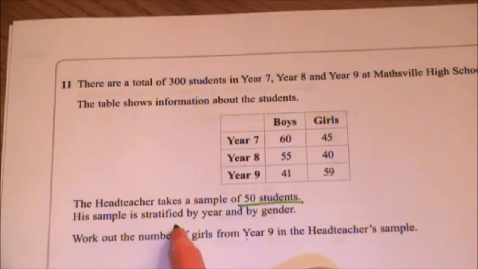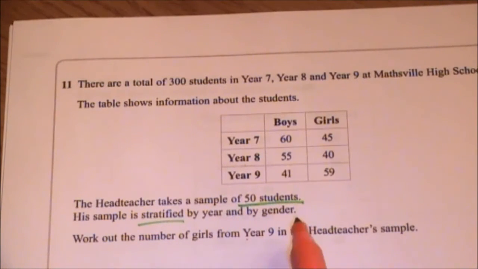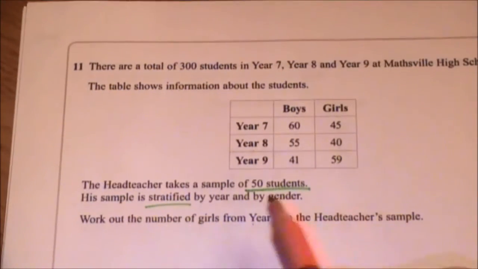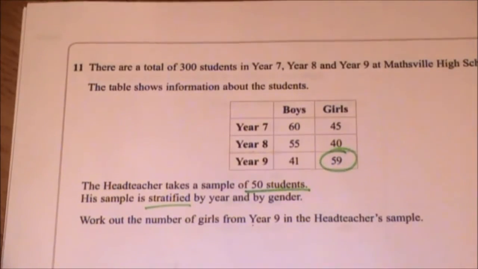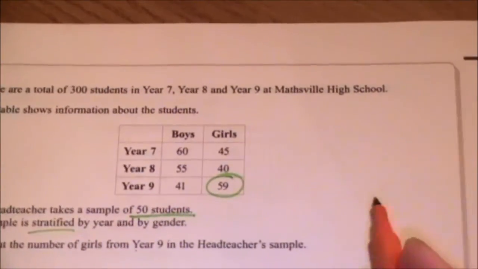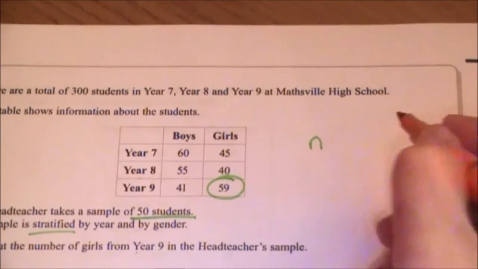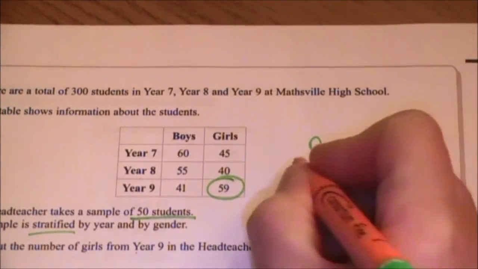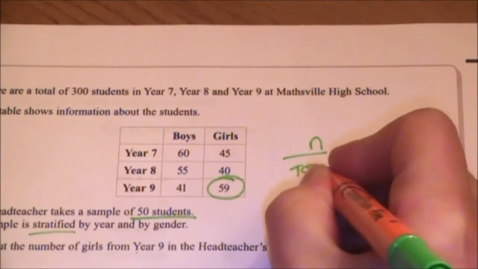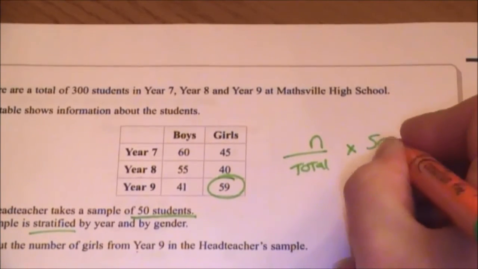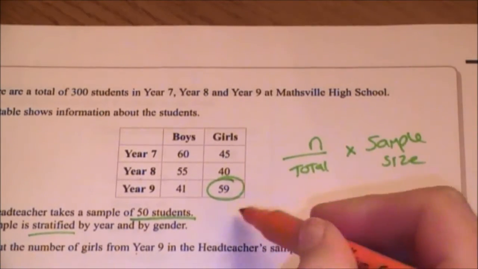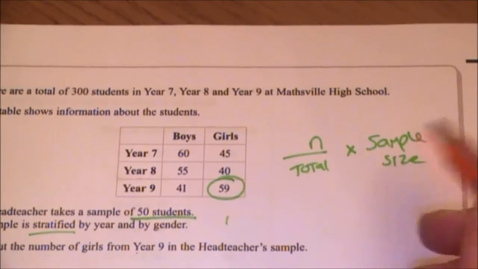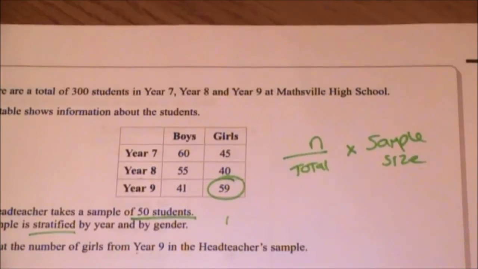His sample is stratified by year and by gender. Work out the number of girls from year 9 in the head teacher's sample. So year 9, girls. Now for a stratified sample, the procedure is always the same. It's the number of whatever you're interested in divided by the total multiplied by the sample size that you want. So you find the proportion of people and then you multiply it up just like you do with probability.